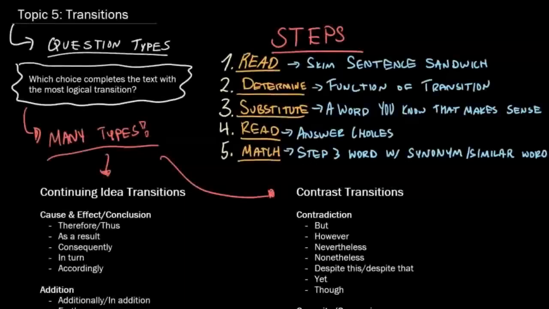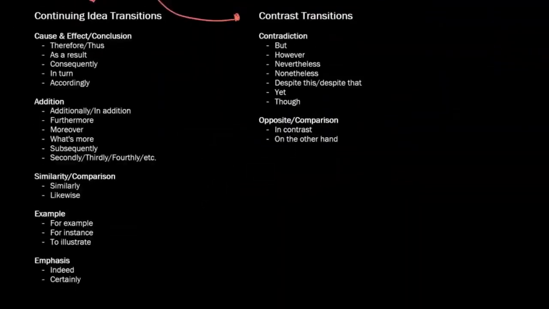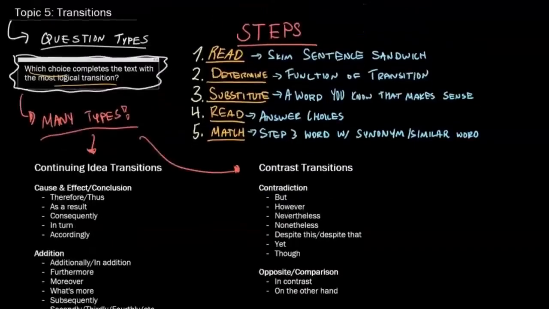So now we're going to look at topic 5, which is transitions. There's only really one question that the SAT is going to ask about a transition, and that question is, which choice completes the text with the most logical transition? It's pretty simple. Basically, which of these words right here is the best word to put in a blank? So it's going to ask you a question, we'll have a blank, and you'll need to figure out which one. So how can you do that?